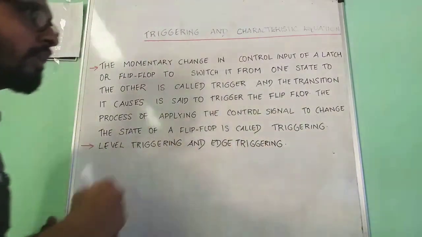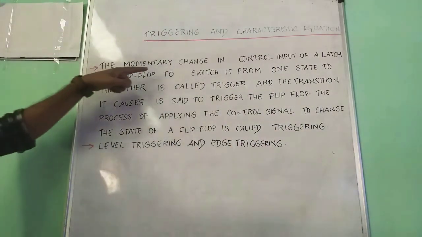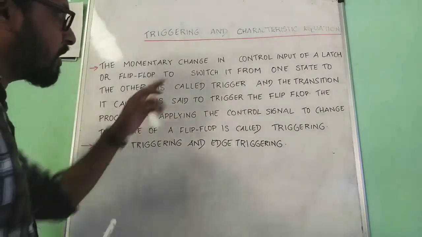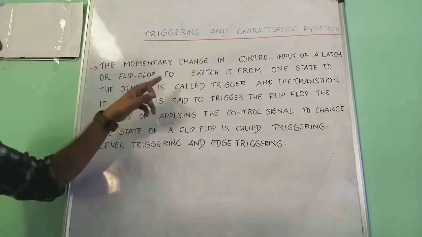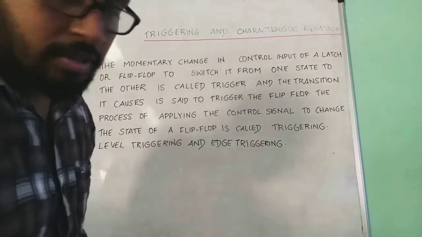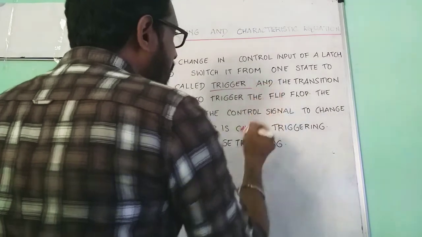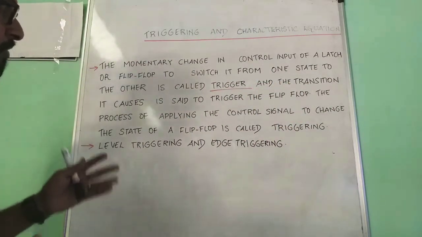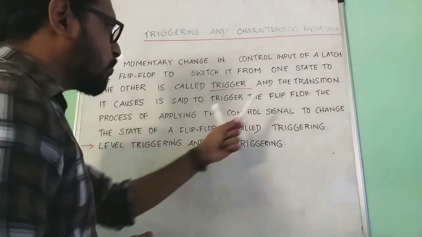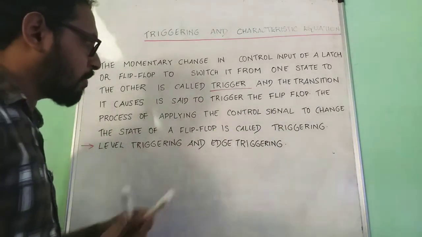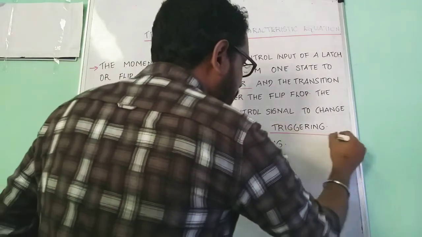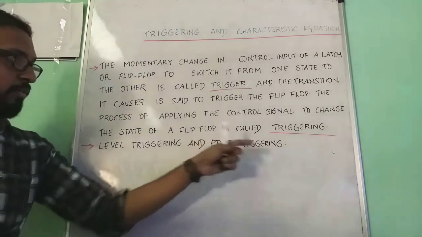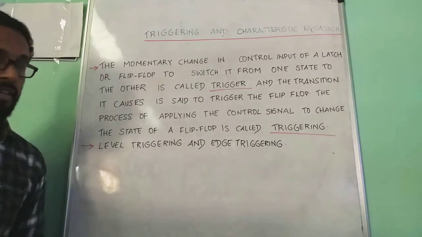But before that, let's check what a trigger is. The momentary change in the control input of a latch or flip flop to switch it from one state to the other is called a trigger. The transition it causes is said to trigger the flip flop. The process of applying the control signal to change the state of a flip flop is called triggering. Based on that, we have two kinds of triggering: level triggering and edge triggering. Okay, let's go through.